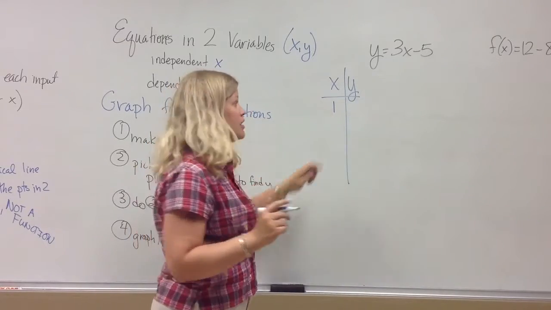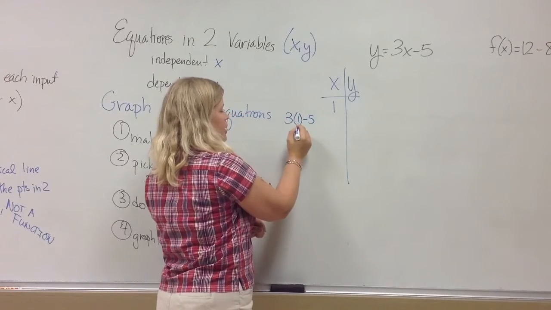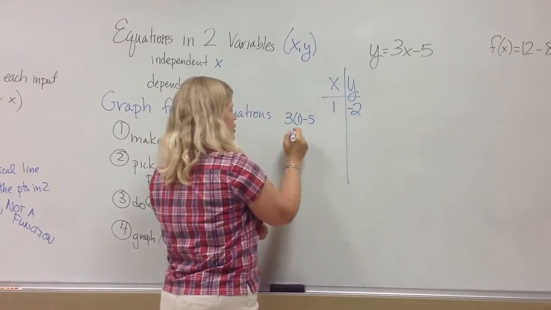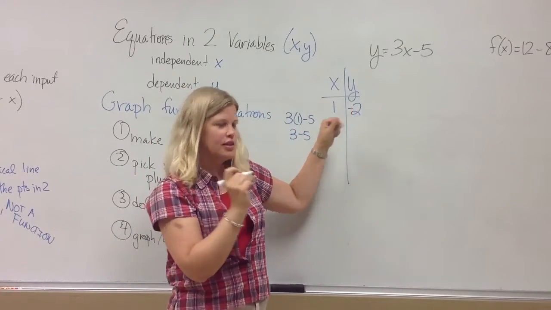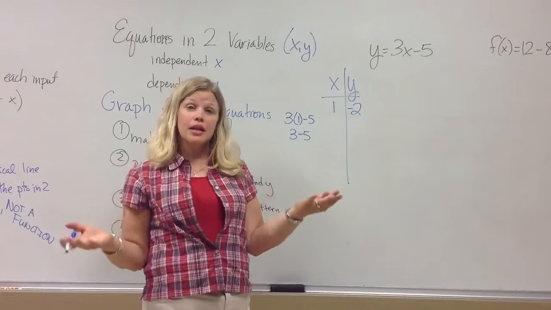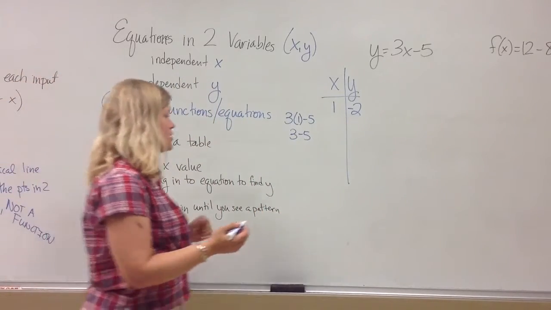1 is your x, so we're going to plug it in. 3 times 1 minus 5. Let's see, that gives us 3 times 1 is 3, minus 5, yep, negative 2. I kind of guessed because I've done this probably before. Now we finished step 2, but we got to do step 2 again, so we kind of see a pattern.